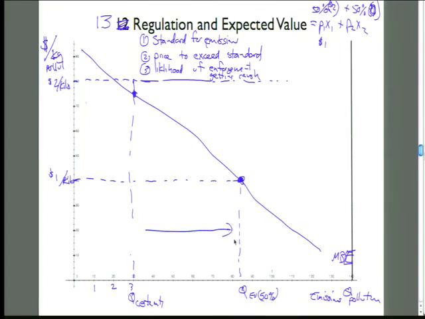So you're going to pollute a lot more if you think there's a 50% chance you can get away with it. Because you're going to see some effective price of the regulation as being a lot less than the full price of the regulation. There's a huge chance that you don't have to pay. Your marginal benefits are way above $1. So you're going to pollute a lot more.